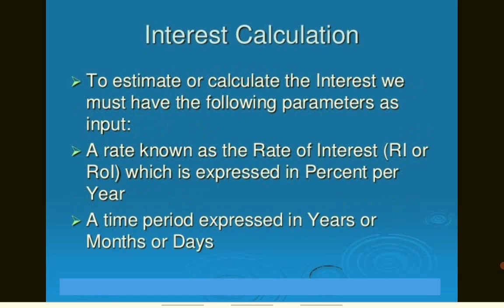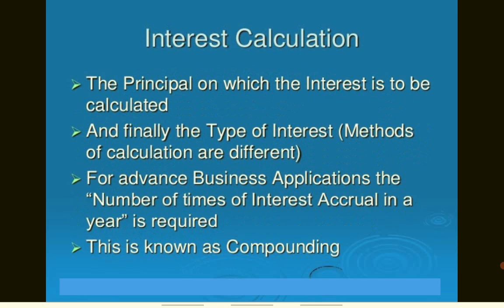Before seeing that, we shall see how to calculate the interest. To estimate or calculate the interest, we must have the following parameters as input. The rate, known as the rate of interest, RI or ROI, which is expressed in percent per year. A time period expressed in years or months or days. The principal on which the interest is to be calculated, and finally the type of interest. Methods of calculation are different. For advanced business applications, the number of times of interest accrual in a year is required. This is known as the compounding.